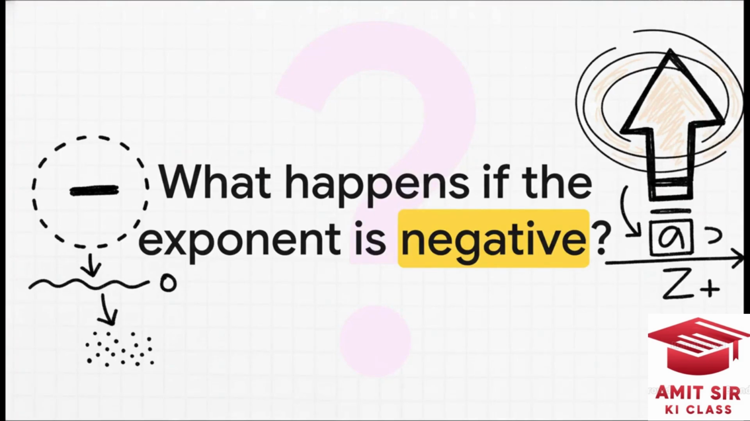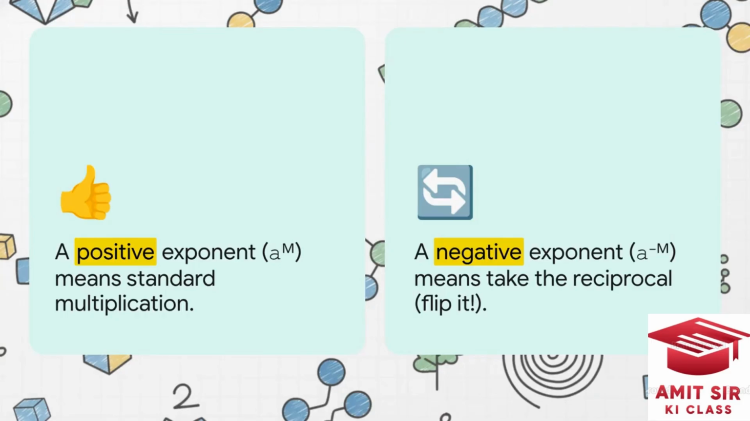This is the big question, isn't it? A negative sign in math almost always means less than 0. But with exponents, it means something totally different. It has nothing to do with making the number negative. It's all about changing its location. So here it is. Here's the secret rule.